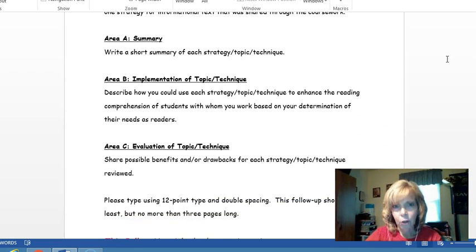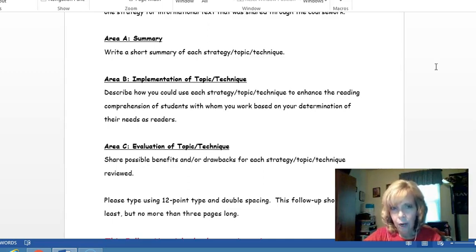Then the second thing you're going to do, part B, is how would you use the strategy with your particular students. So you're going to think about who are the students that you have and what might be the text that you would be working them through, and then how would that strategy affect the instruction of that text. How would you use that strategy with that text?